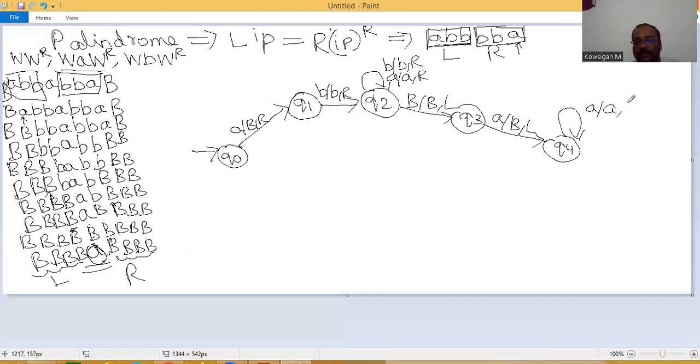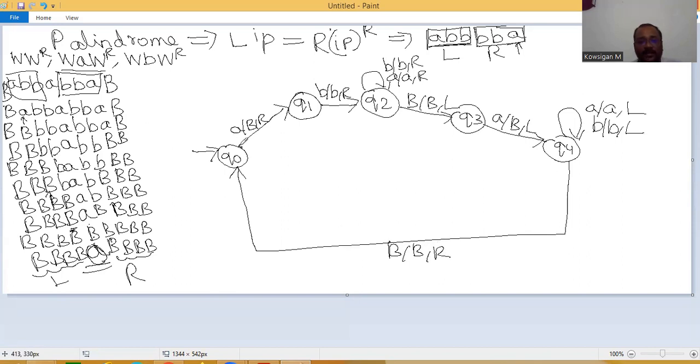A will be replaced as A, moving to left hand side. B is mentioned as B and moving to the left hand side until you are reaching the first blank on the left hand side. After reaching the first blank on the left hand side, you have to move to the right hand side. So now we have reached the blank in the left hand side. Blank is mentioned as blank and move to right hand side. Now you are having the input B.